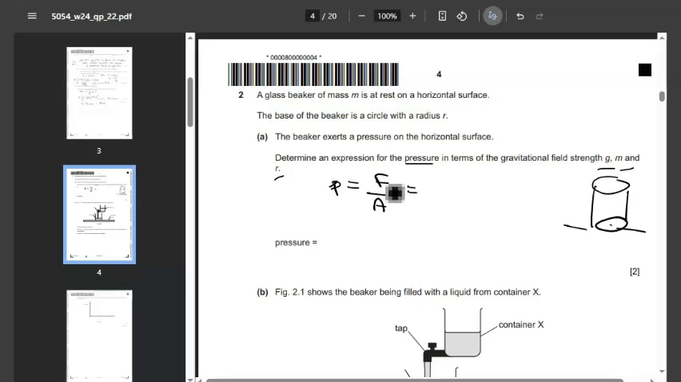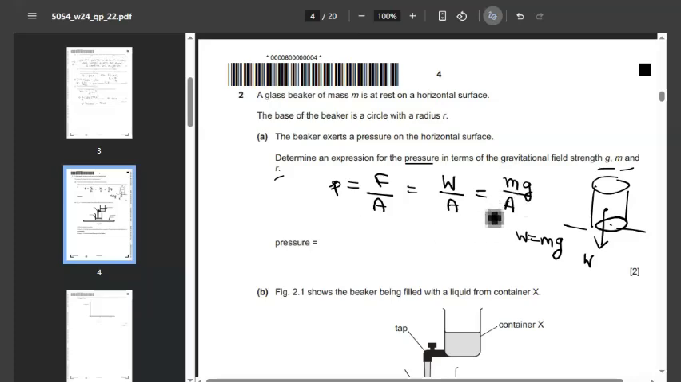So what is the force over here? The force here is the weight of the beaker. So what is weight? Weight is equal to mass multiplied by gravity. So mg divided by the area.